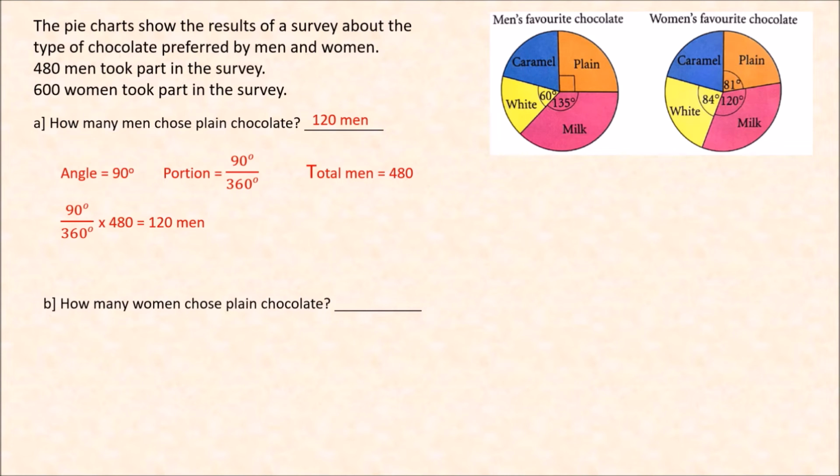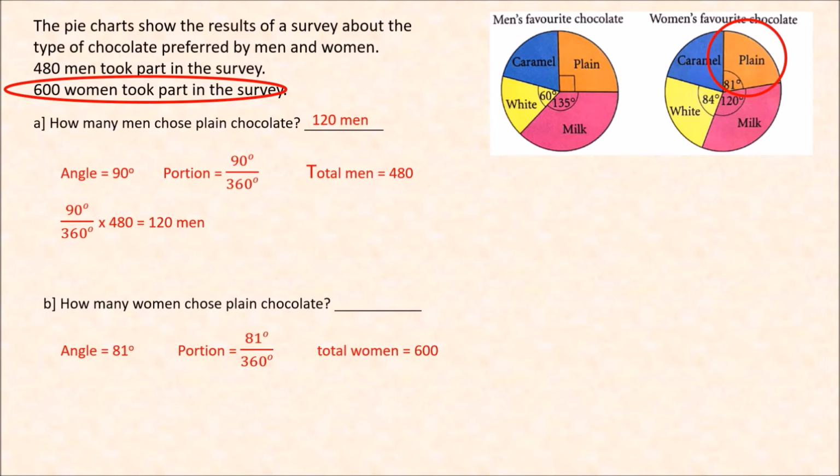How many women chose plain chocolate? So if we look at the women, we have here 81 degrees. The central angle for plain chocolate in the women's pie chart is 81 degrees. So the angle, there are 600 women who took part in the survey.